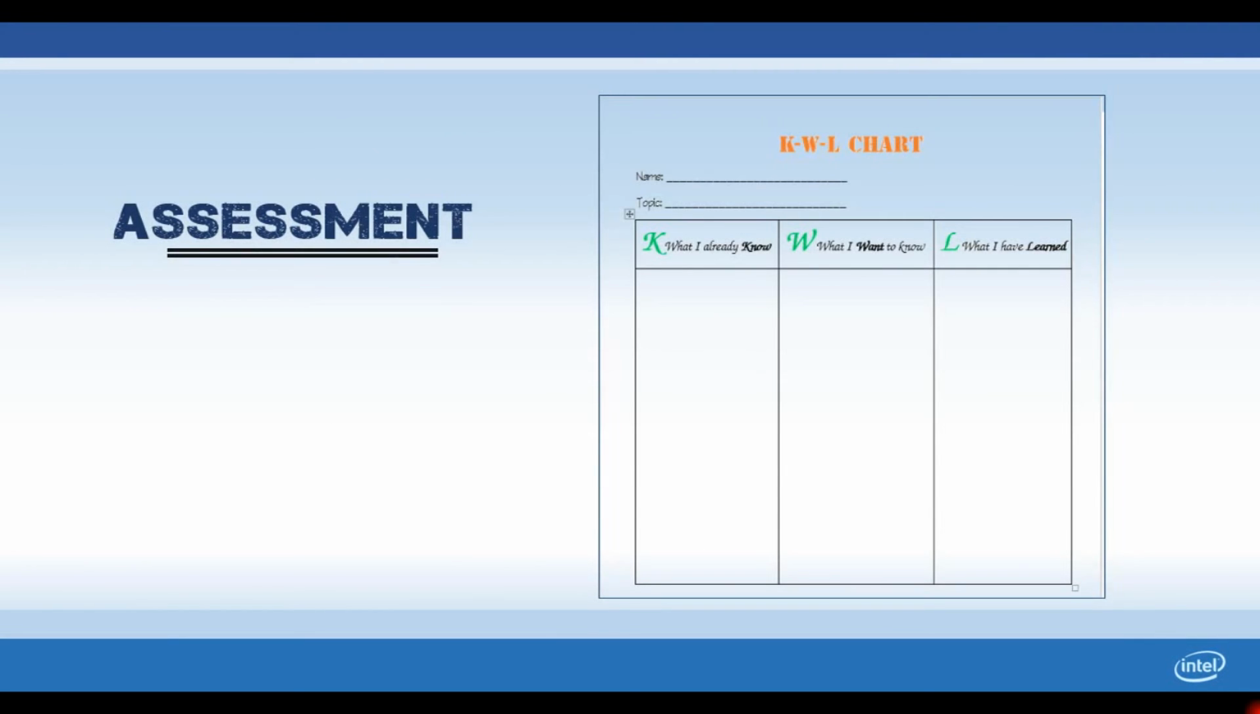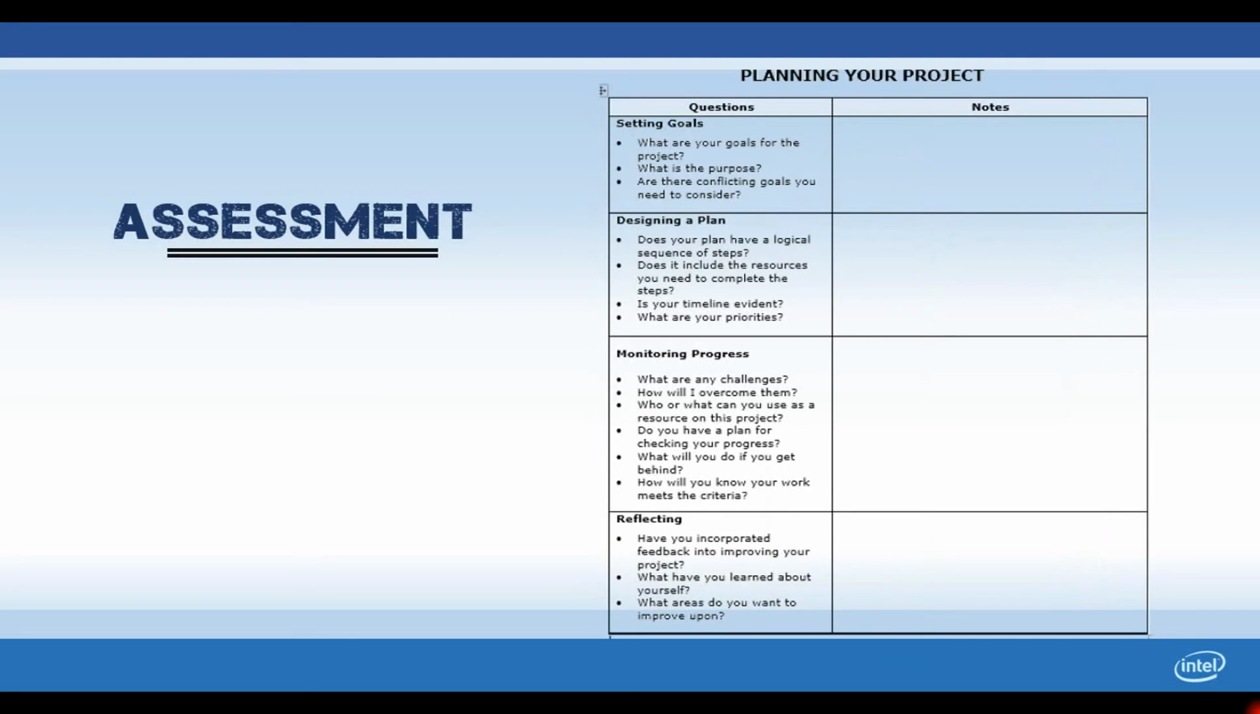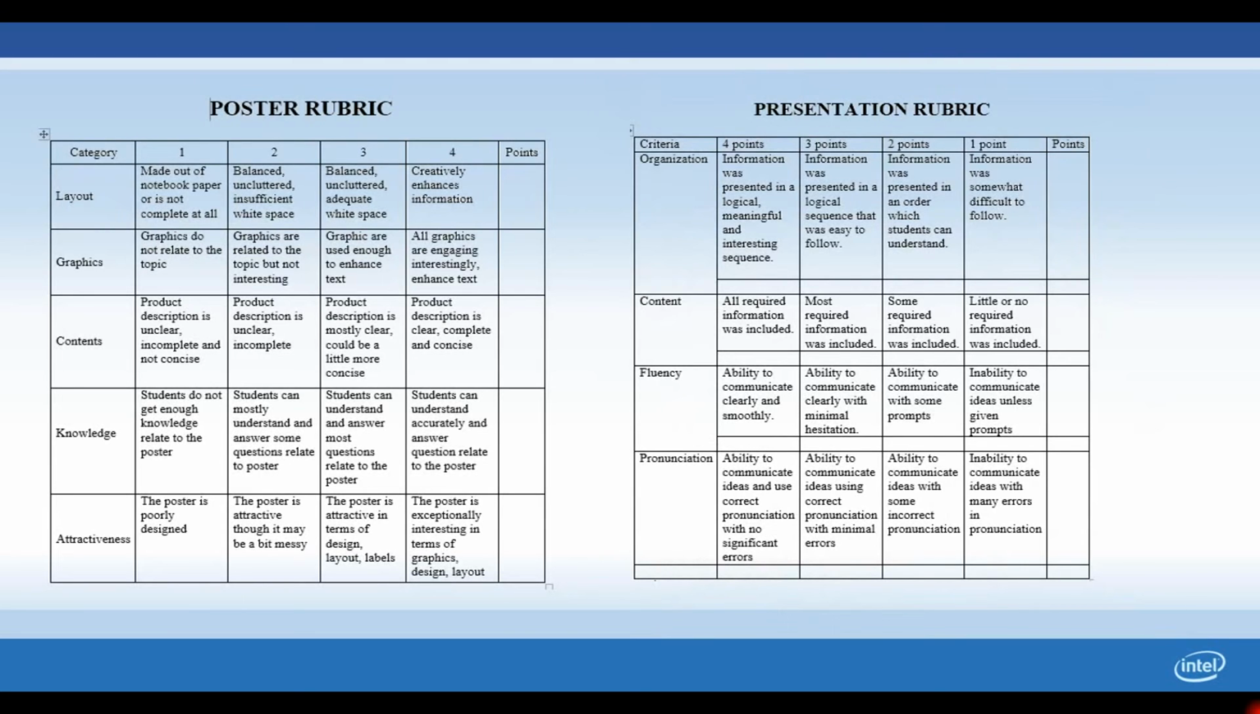Now let's turn to the assessment folder. The first one is the KWL chart, which will be used at the beginning and throughout the unit to help them determine what they want to achieve and plan what they need to do. And I also use the presentation rubric and poster rubric to make sure that the students know what the requirements are and how they can do their work.